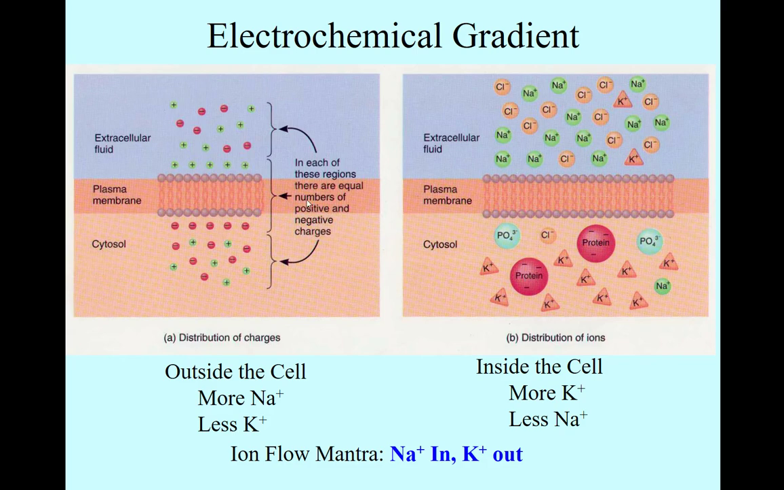So sodium has both an electrical and a chemical driving force to move into the cell. Chloride only has a chemical driving force to move into the cell. And potassium only has a chemical driving force to move out of the cell. That leads us to our ion flow mantra of sodium in, potassium out. Sodium in, potassium out. Get comfortable with it because if you mess this up on the quiz or exam, you're going to lose a lot of points. Okay, this is how the ions move across the membrane during an action potential.